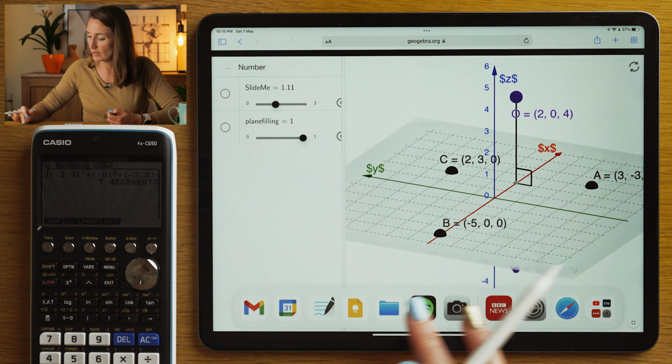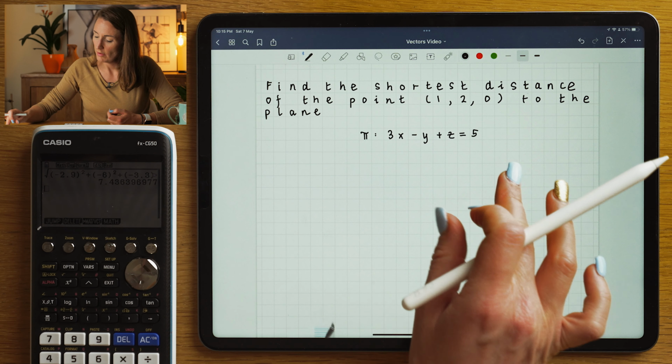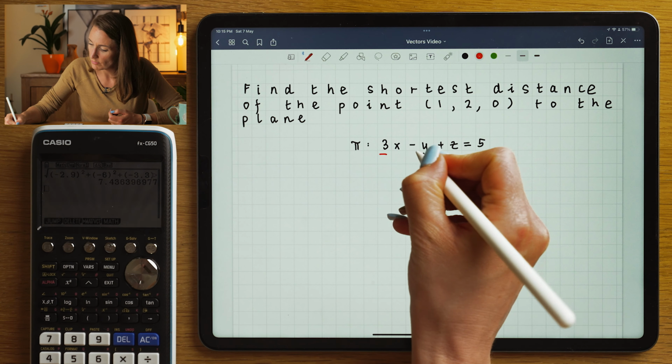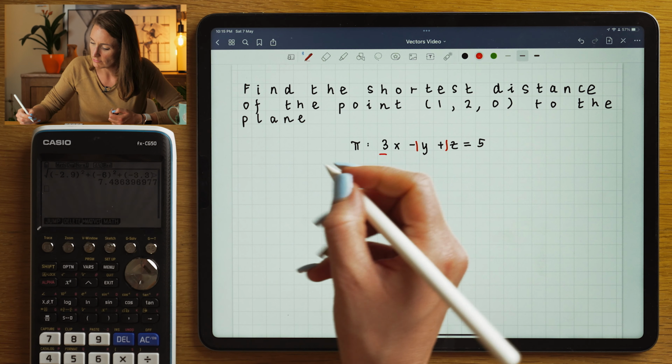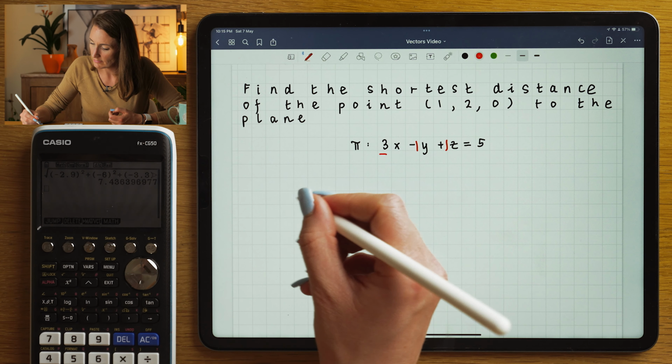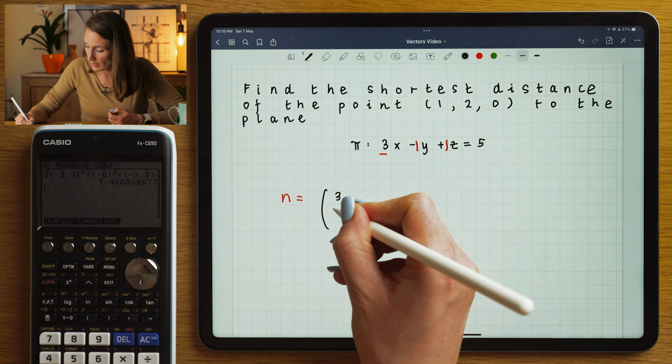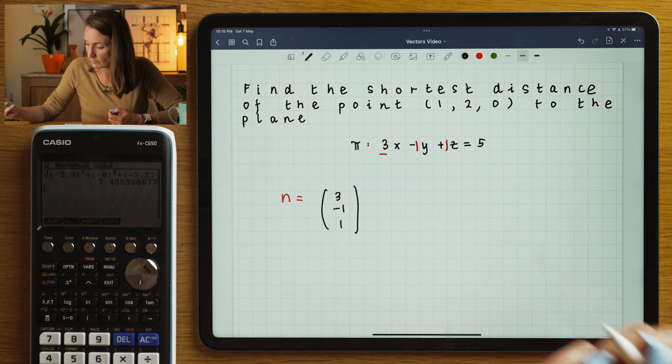Okay, cool. So let's have a look at our example. First things first is we need to know what the normal to the plane is. To find the normal to the plane, we need to look at the coefficients. So the normal to this plane is going to be n is equal to (3, -1, 1).